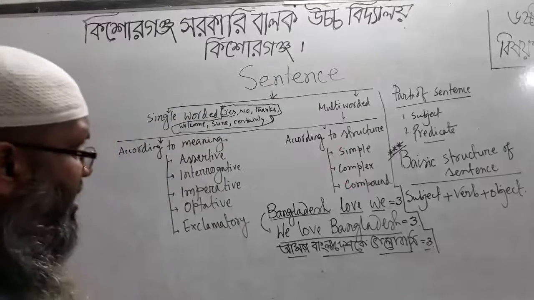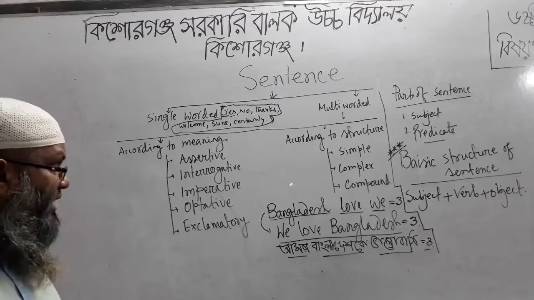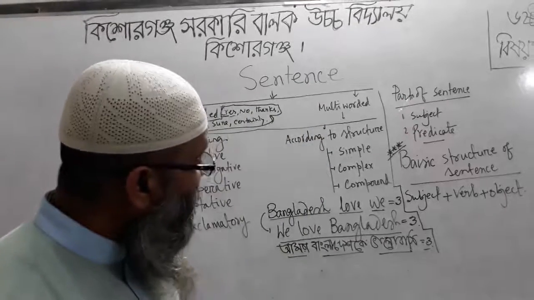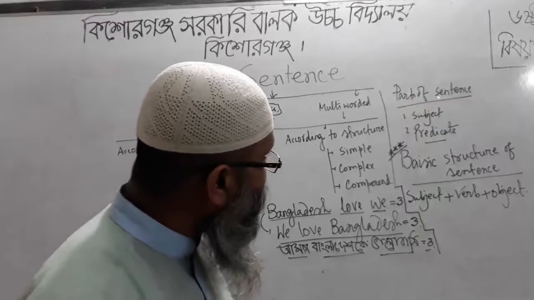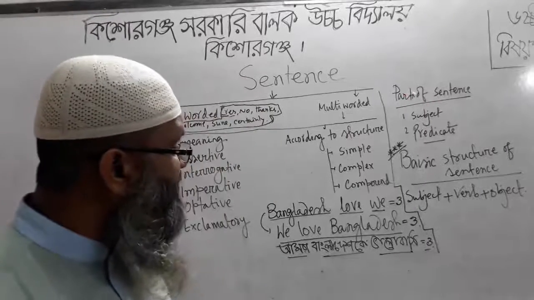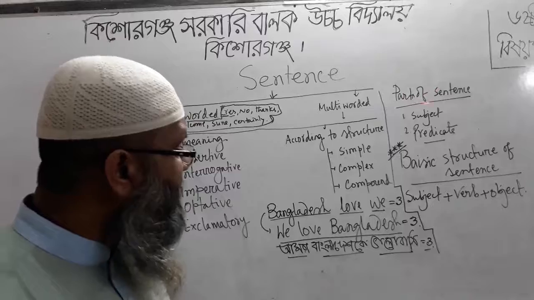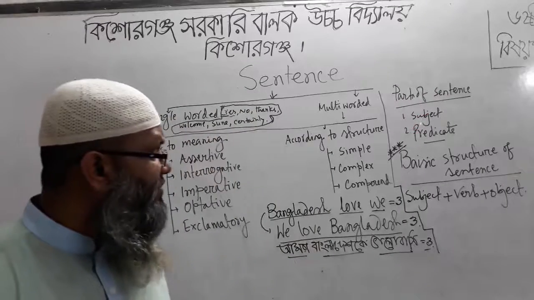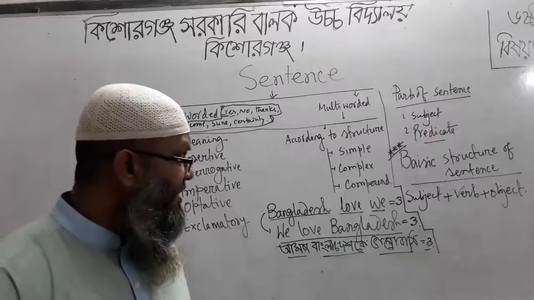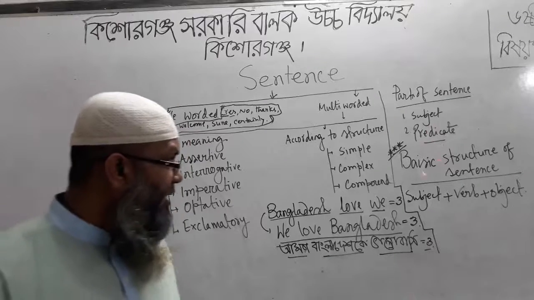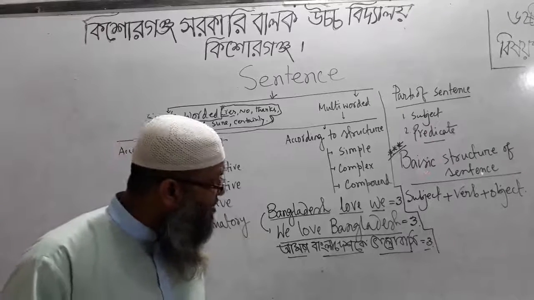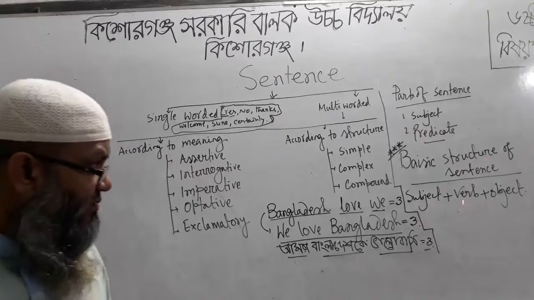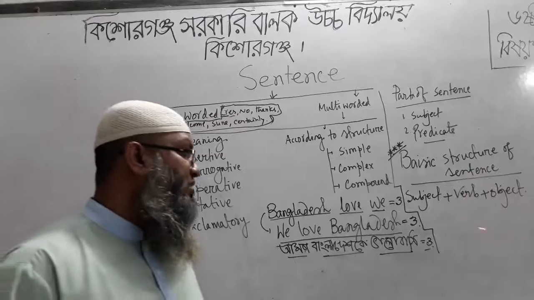Okay, let's come to the next part of my class. There are 2 parts of a sentence. What are the parts of a sentence? There are 2 parts of a sentence, and they are subject and predicate. Okay, and now come to the basic structure of a sentence. What is the basic structure of a sentence? Subject plus verb plus object. Okay, it is very important.